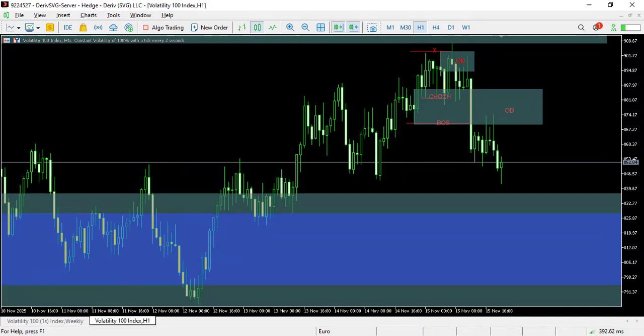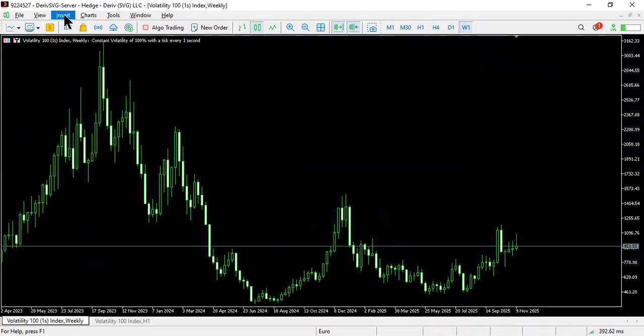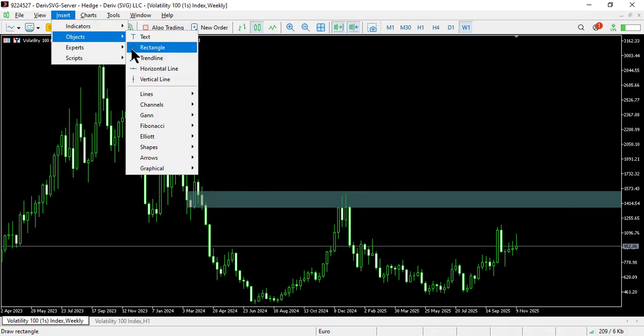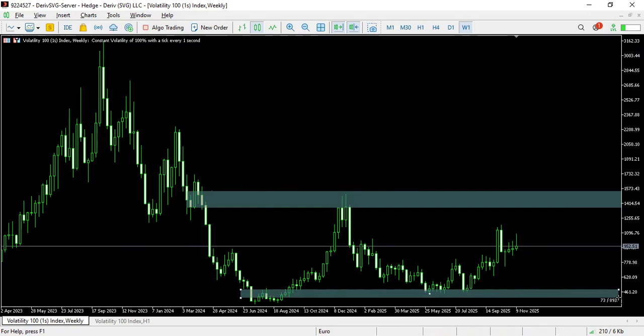And then if we move on to volatility 100, we can see that that is a supply zone, and then we have a demand zone right here where price has been reacting.